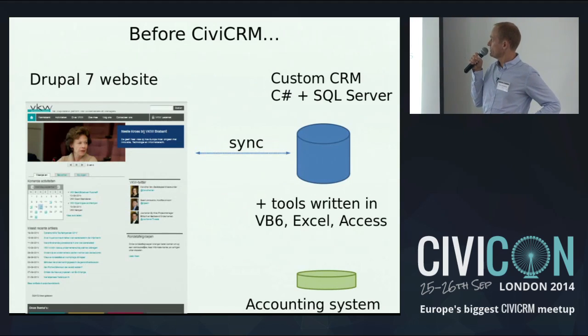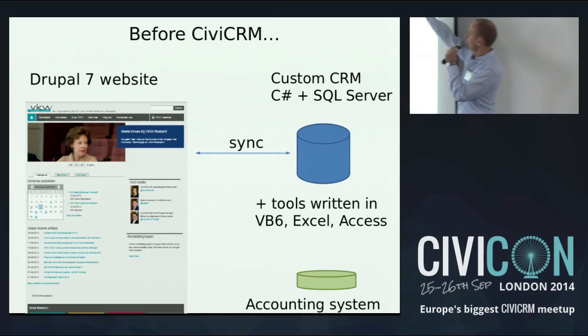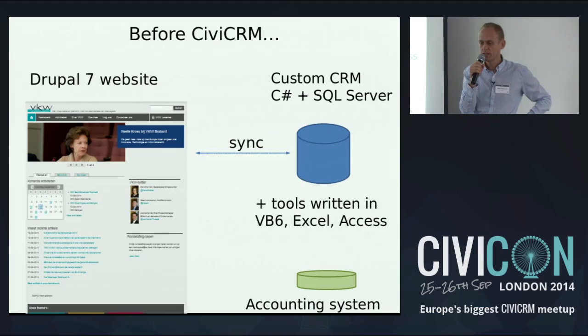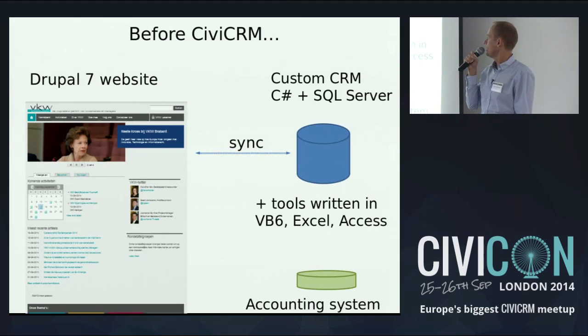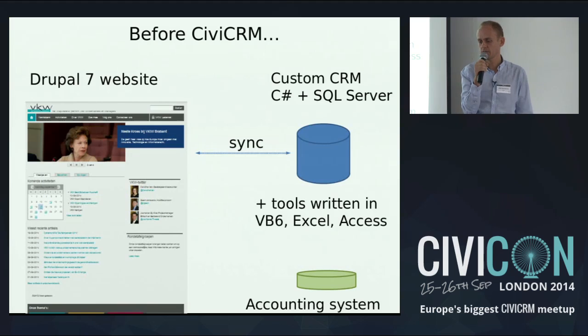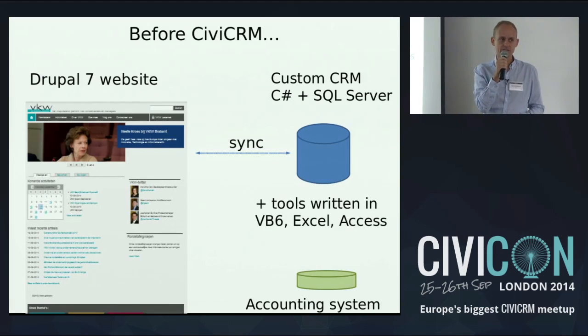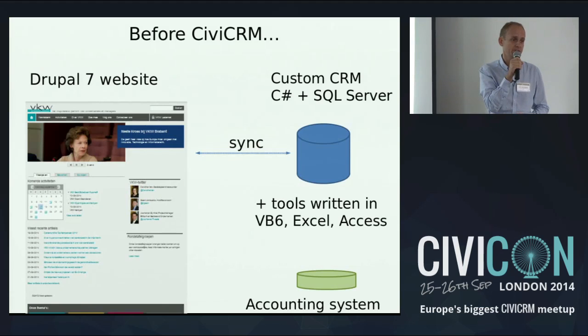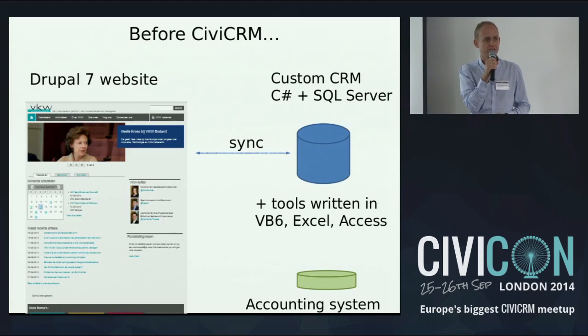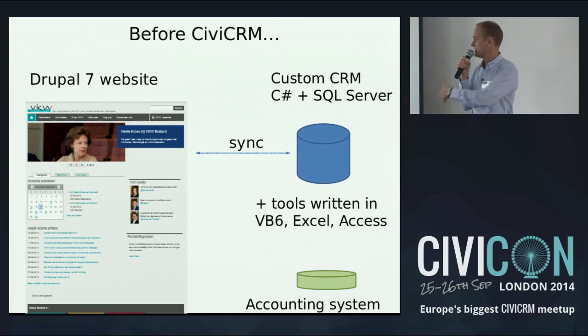What was the situation before CiviCRM? We had a custom developed CRM system. It was developed, I think, 10 years ago, in C-sharp with a SQL Server database. It was working quite well, but it had limitations. It was almost impossible to maintain, because it was developed by a guy that was gone in the meantime. So we had quite a lot of tools around that system to do the things that were not in the system: tools written in Visual Basic 6, Excel spreadsheets, Access databases to do reporting, syncing with the accounting system, printing event badges. Those things were not included in the system, and we had to do them with Microsoft Office tools.